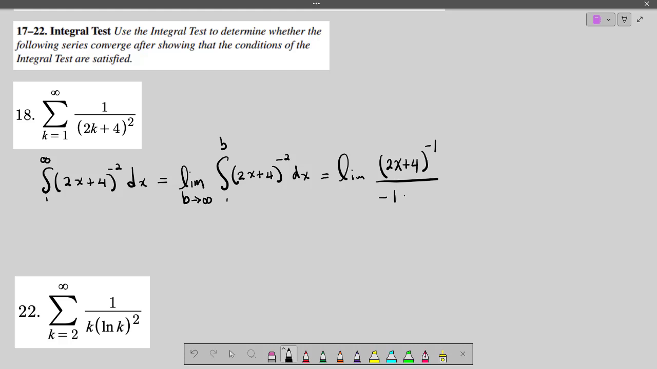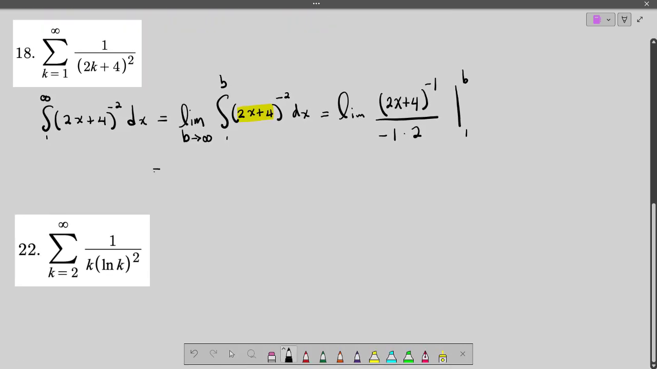But we also have to use RCR, reverse chain rule. We look in here, and what is the derivative of 2x plus 4? 2. So we're also going to divide by 2. So we do the power rule, add 1, divide, and then we also divide by the derivative of the inside. This is going to be evaluated on the interval 1 to b.